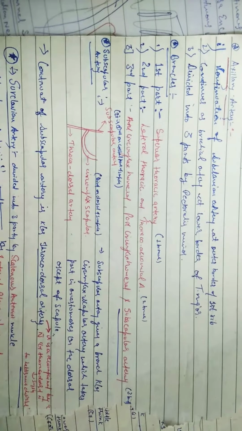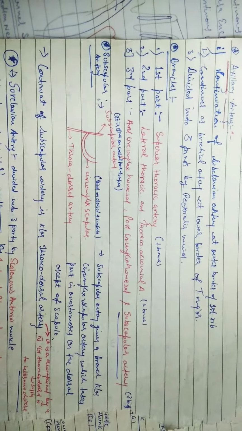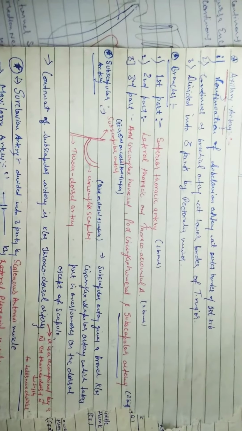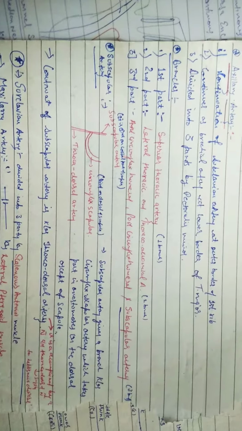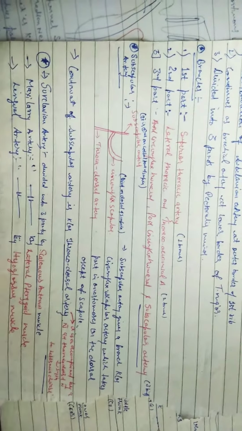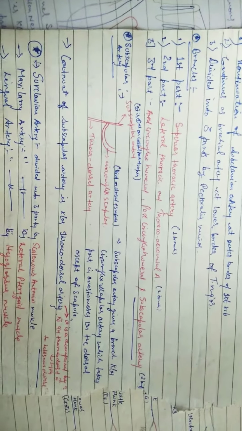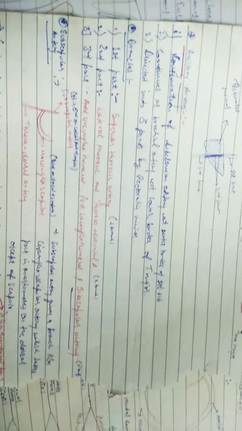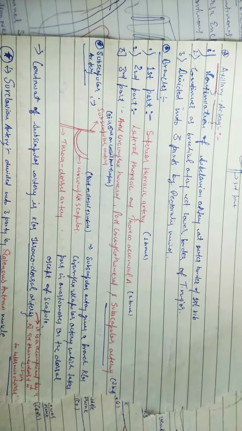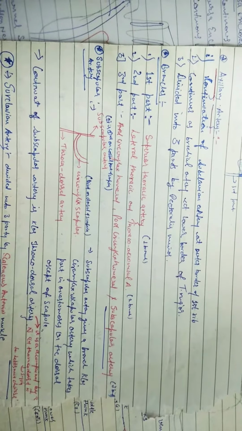Now we'll discuss the branches of axillary artery. From the first part of axillary artery, it gives one branch, that is superior thoracic artery. From the second part, it gives two branches, that is lateral thoracic and thoracoacromial artery. From the third part, it gives three branches, that is anterior circumflex humeral, posterior circumflex humeral and subscapular artery. So we have seen the branches from the three parts: first part one branch, second part two branches and third part three branches.